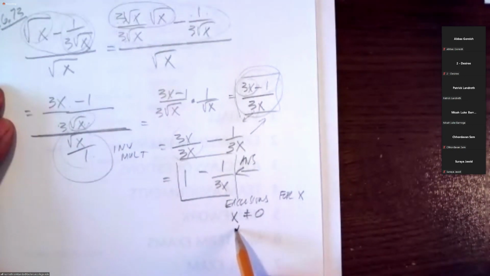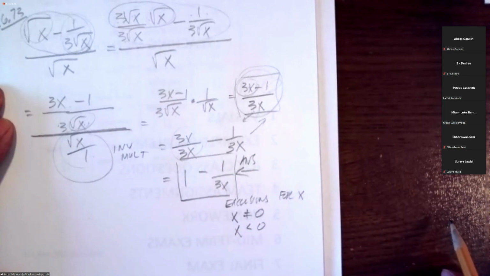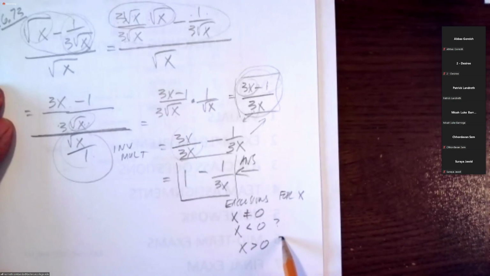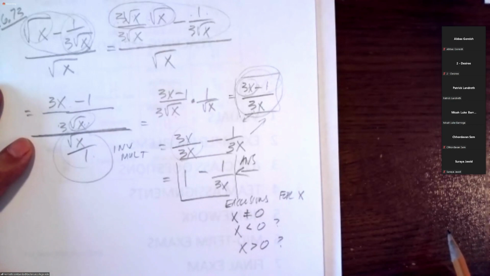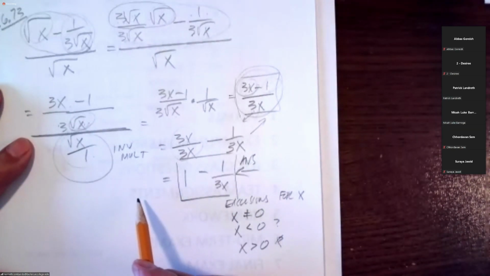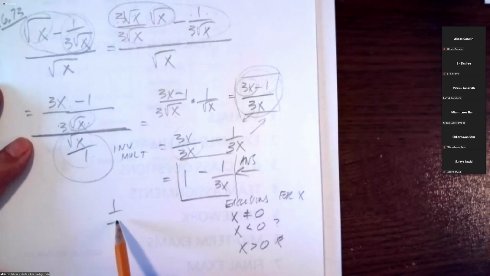Now, can x be less than 0? And similarly, can x be greater than 0? Yes. So it can be greater than 0, but can it be less than 0? Why can't it be less than 0? Because that'd be a negative, and you can't have a negative in the denominator. No, that's not correct. You can have a negative in the denominator. You can have 1 over -2.